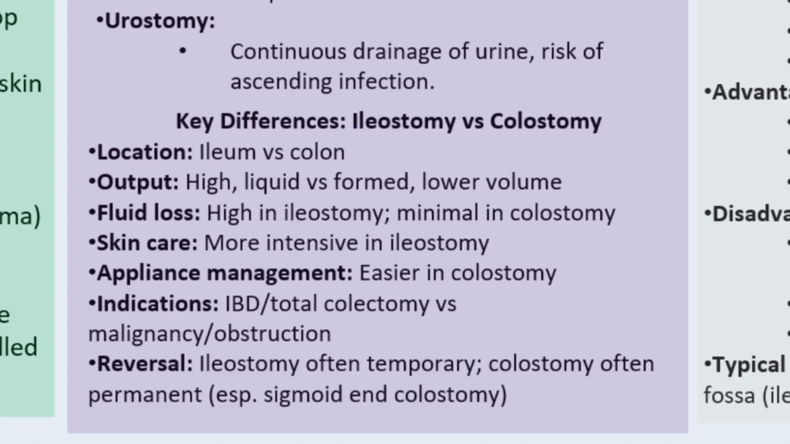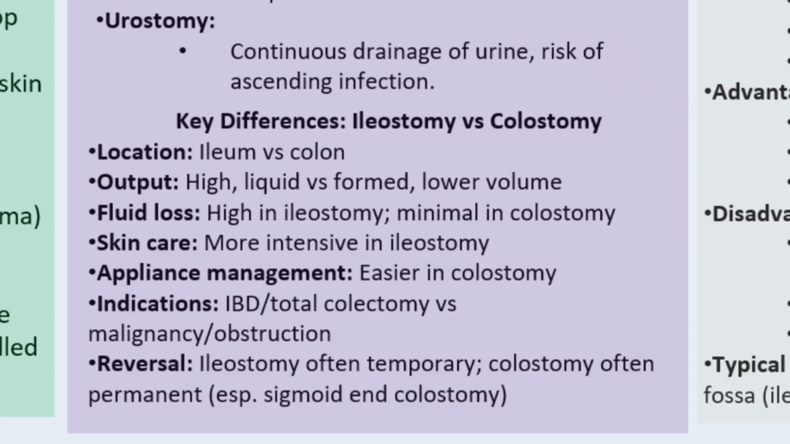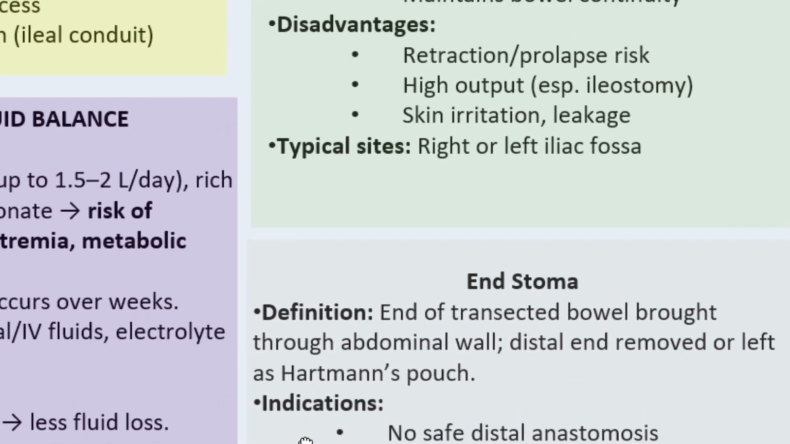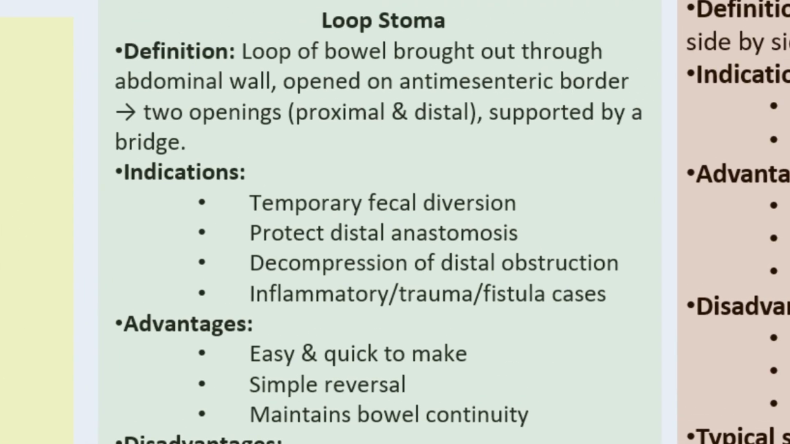And look at the indications. Indications for ileostomy are most commonly IBD and total colectomy where the whole colon is removed. But the ones for colostomy are sometimes malignancy and obstruction. Basically just trying to avoid an obstruction that is there. We are creating an alternative route, bypassing it. Then reversal: ileostomy is most of the time temporary, while the colostomy is most of the time permanent. And this is going to mostly come from the indications for doing it, as we have seen, the obstructions and cancers and stuff like that, colon cancers.